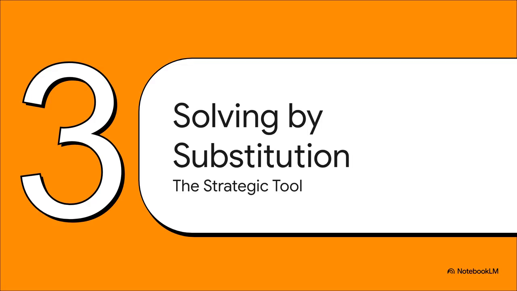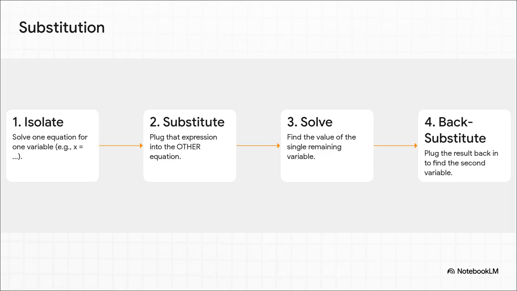And that brings us to our second method, the strategic tool we call substitution. Substitution is basically a 4-step recipe to solve the puzzle. Step 1 is isolate. Your goal is to get one variable, let's say x, all by itself in one of the equations. Step 2 is substitute, and this is the magic move. You take whatever x is equal to and you plug it into the other equation. It's like a swap out. And the whole point is to create a new equation that only has one variable. Step 3, solve that much easier equation.